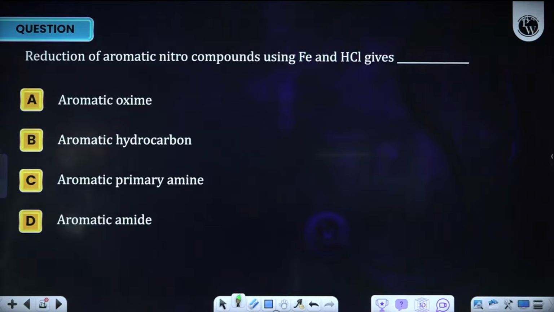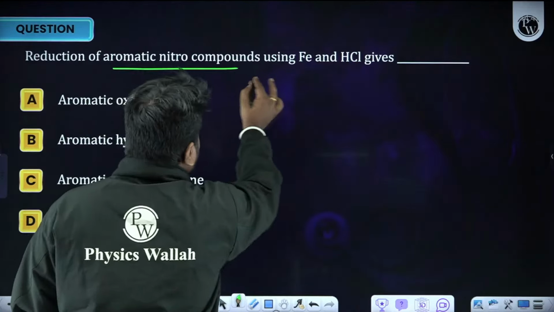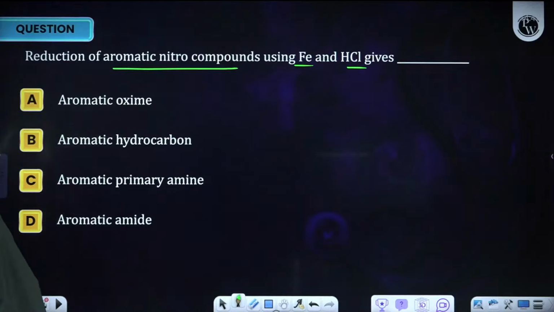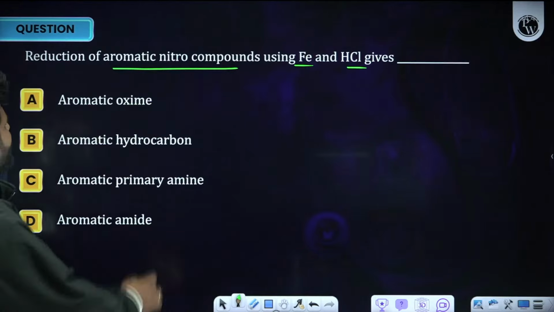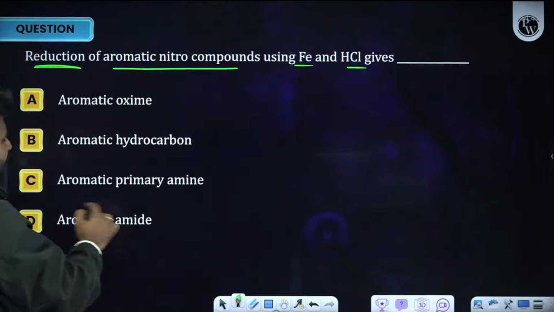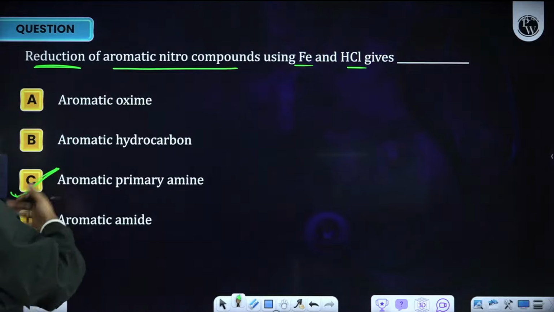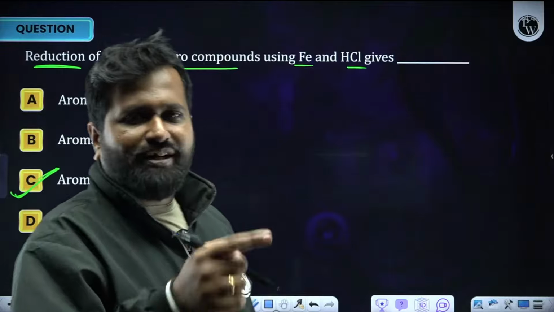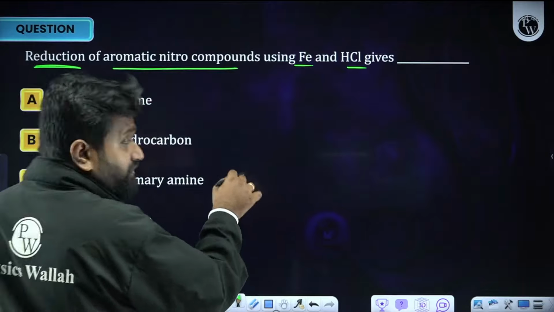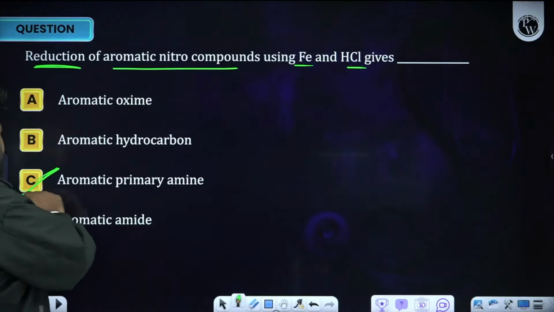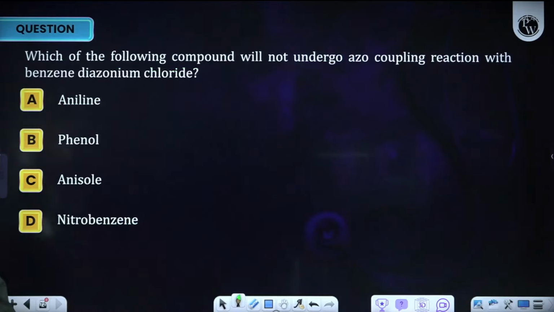Reduction of aromatic nitro compounds using Fe/HCl gives. If I take aromatic nitro compounds, what exactly will I be getting? Reduction of aromatic nitro compounds will give aromatic primary amine. That's it. That NO2 reduction: remove oxygen, put hydrogen. Instead of NO2, I will be adding NH2. So automatically, what will be the answer? Option C will be the answer.